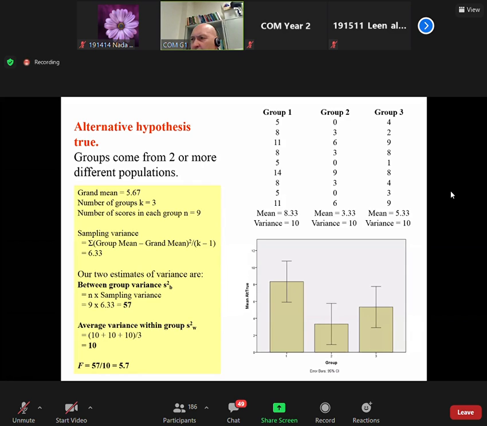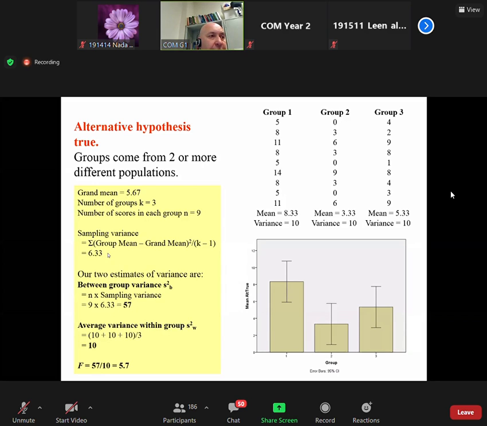Okay, so Bushra is asking, why did we get this huge difference in the sampling variance and between group variance? I think I've answered that question. Yeah, that's because this mean differs so much. When we look at the difference between 8.33 and 5.67, we square it. And when we also add those squared differences for the other two means, we get 6.33. Please check the calculations, just to satisfy yourself. You can easily do this. And then, as before, we multiply by 9, and we get 57.